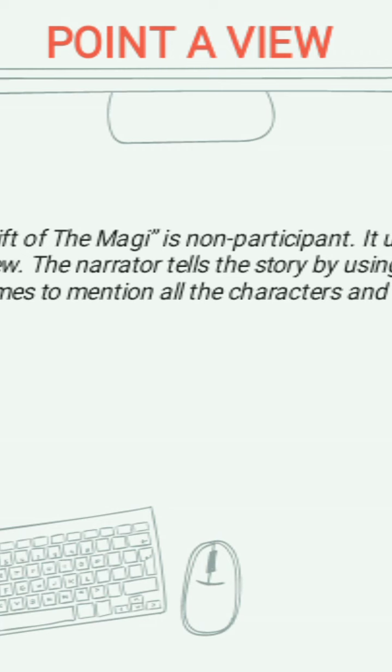Point of view in The Gift of the Magi is non-participant. It uses the limited omniscient third-person point of view. The narrator tells the story by using the pronouns she, he, it, and names to mention all the characters and other things.